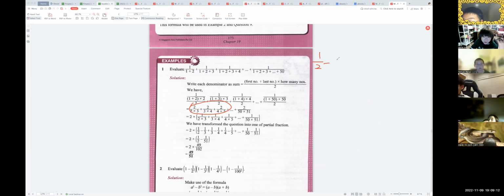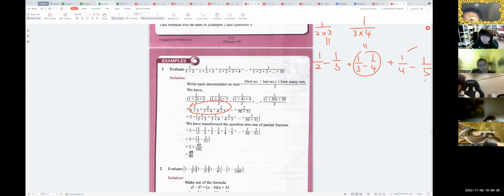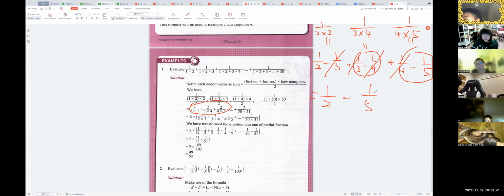Okay, so if we have three terms, it's the same thing. It's 1 over 2 minus 1 over 3. This one equals 1 over 2 times 3. And we have plus 1 over 3 minus 1 over 4, because this term equals 3 times 4. And plus 1 over 4 minus 1 over 5, because this one equals what? 4 times 5. Get it, Daniel? Ivy? Okay, so we expanded. So this one is gone. This one's gone. So it's 1 over 2 minus 1 over 5. So it's always the first term minus the last term.